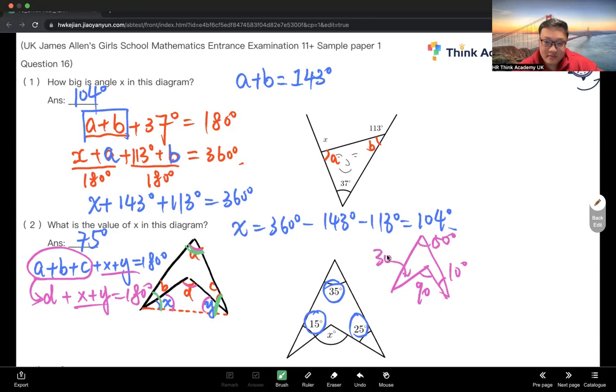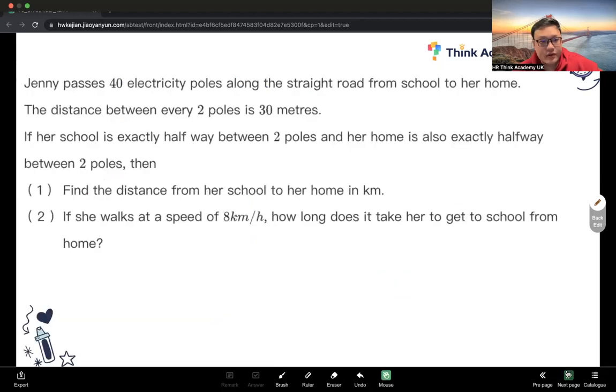Yes, 30. Pretty good. I think you all remember this conclusion, right? Just use 90 minus 10 minus 50, you got 30. Very good. So let's move on to this one, this question over here.